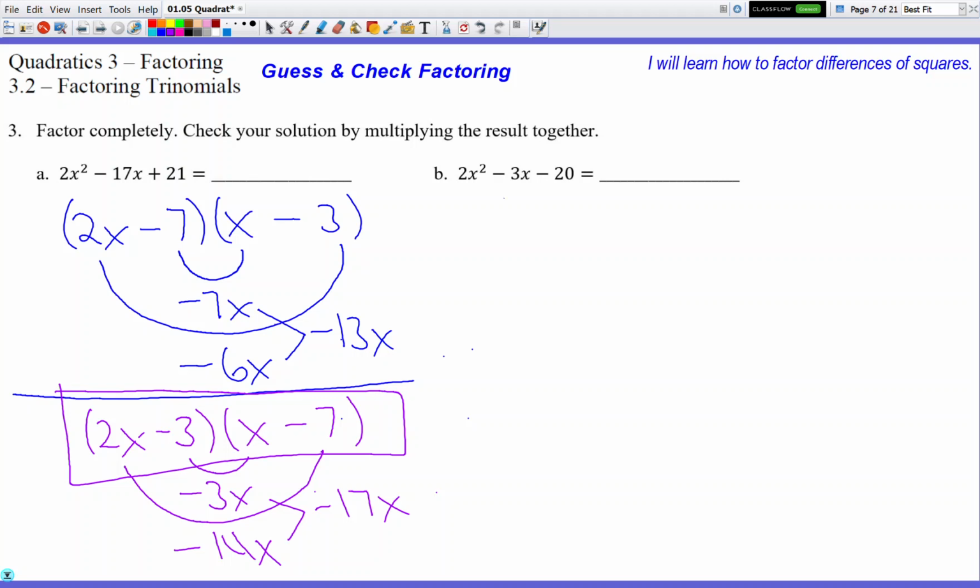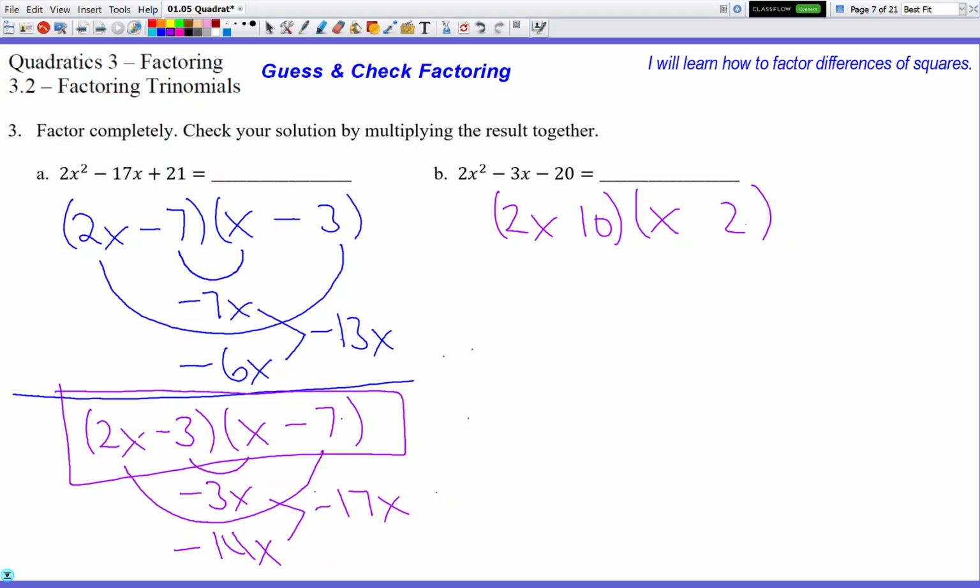Let's try letter B. So same thing like usual, blank parentheses to start off with, 2 of them. Then you're going to put in the front whatever is in charge of making 2x squared. So that's easy. That's 2x and x. Okay, so now we're going to try to figure out what numbers can we use for negative 20 when I multiply and negative 3 when I combine everything up. Okay, so let's see. Let's try some kind of 2 and a 10. So let's try 10 and 2 to see if that works.